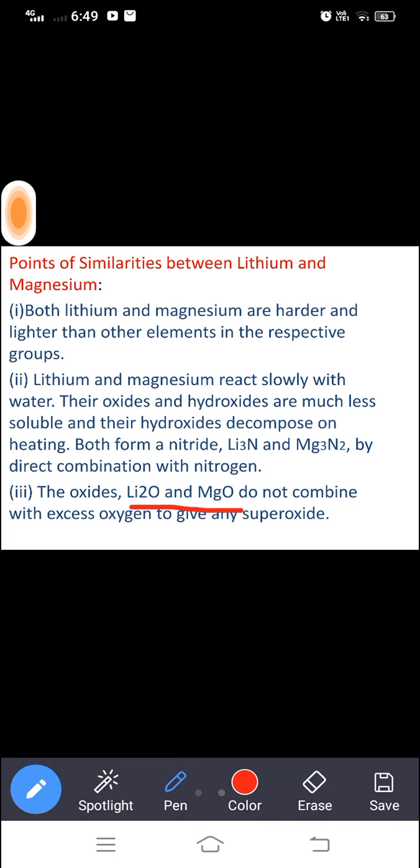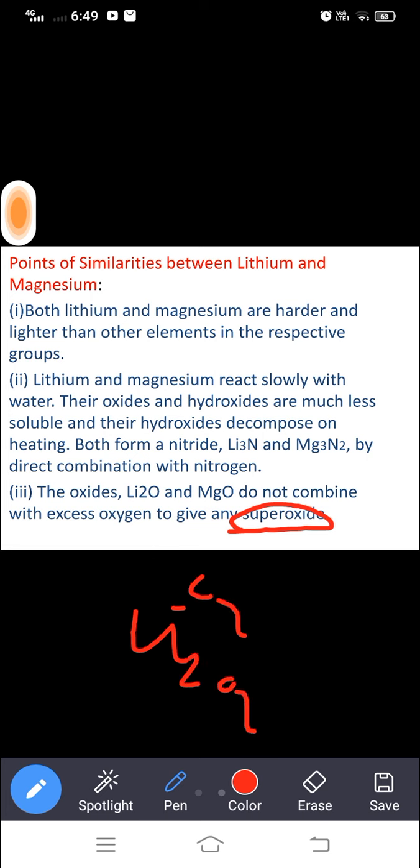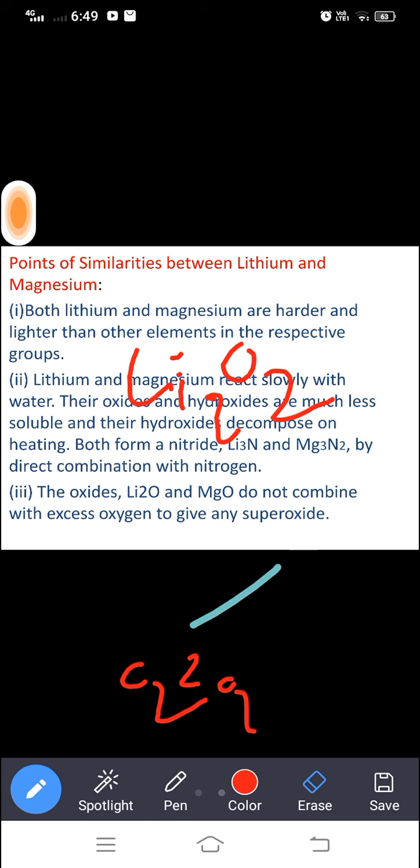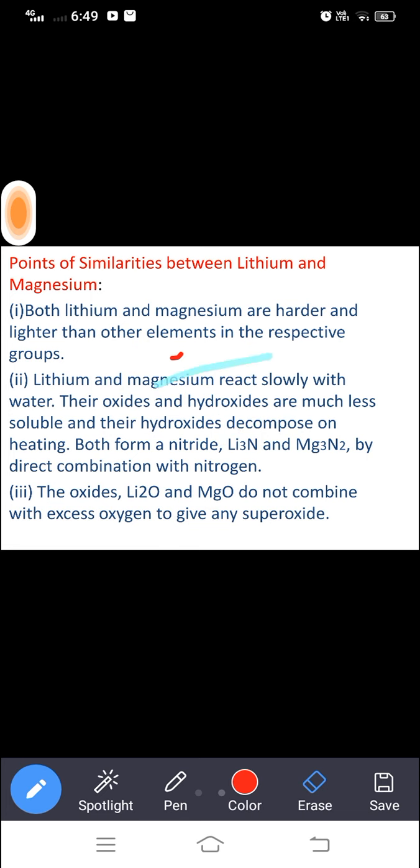The oxides, lithium oxide and magnesium oxide, do not combine with excess of oxygen. Why does it not combine with excess of oxygen? It will not give any superoxide. The reason is that lithium is already surrounded by oxygen. When it is surrounded by oxygen, suppose any other oxygen is coming, then it will have a negative charge. Here also this oxygen has a negative charge. This negative repulsion will be there. So it will never form Li2O2. That means the superoxide will never form. Lithium will form like a monoxide. The same thing magnesium also. So magnesium and lithium will form monoxide, not superoxide. The reason is the repulsion.